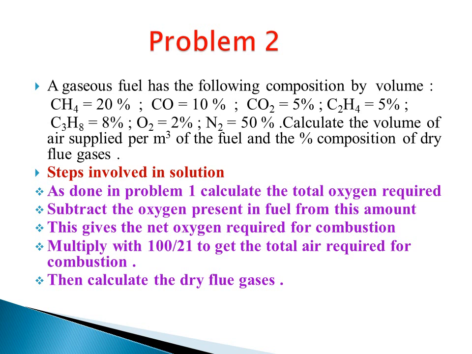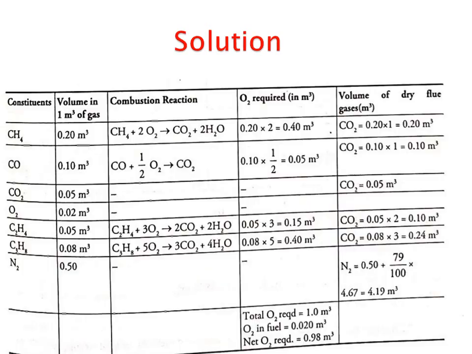After that, you have to calculate the percentage composition of dry flue gases. Now what are flue gases? They are the gases which are produced by the combustion of this gaseous fuel. Now generally you can see they are hydrocarbon fuels. So after combustion, hydrocarbons will give out carbon dioxide and water. Now since we have to find out dry flue gases, that means we have to estimate only the amount of carbon dioxide, because water is not a dry flue gas.